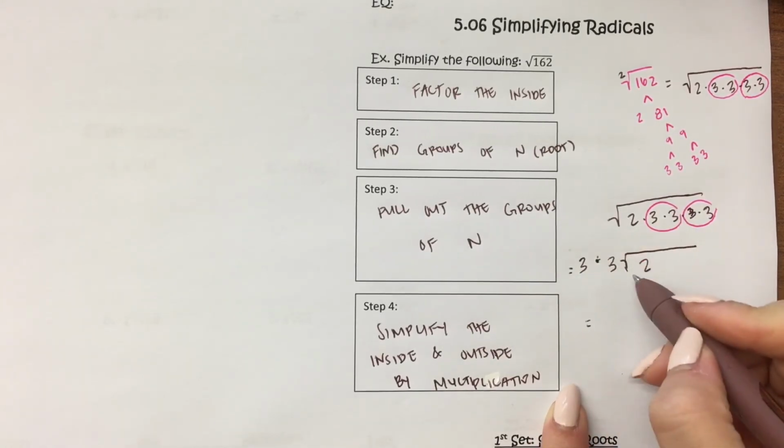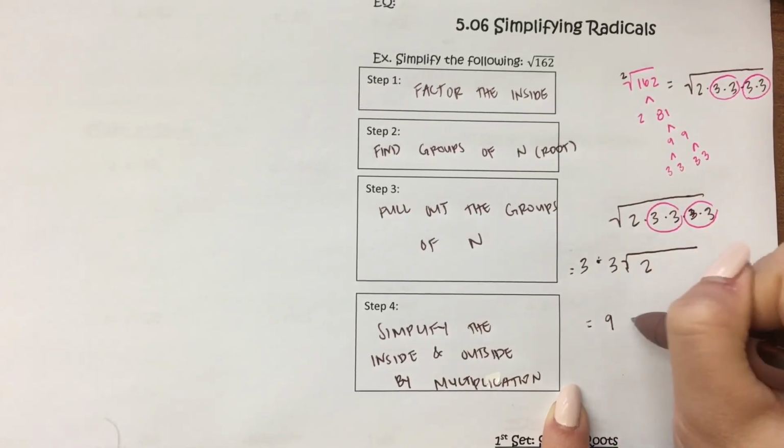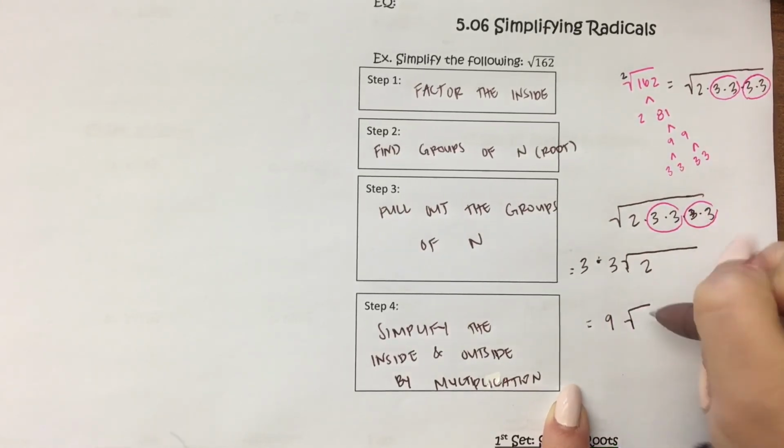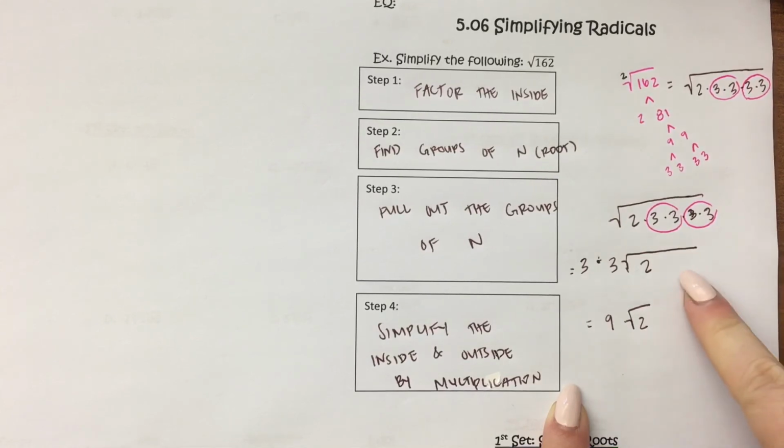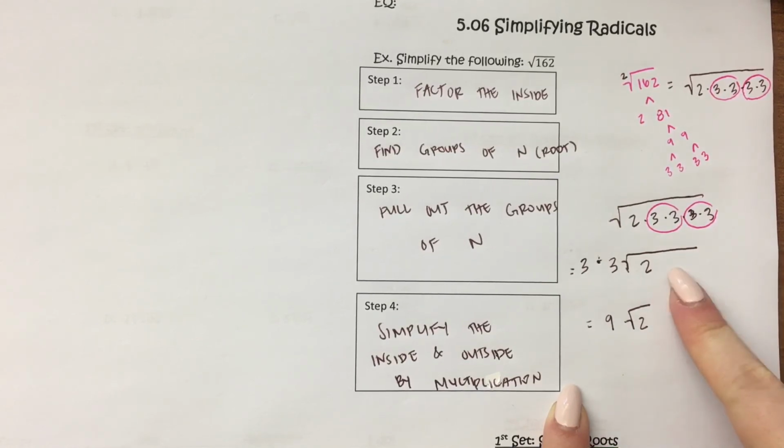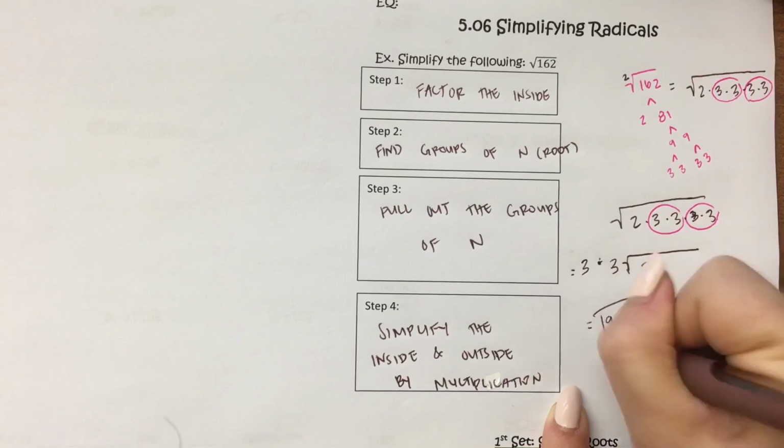So I know that 3 times 3, that gives me 9. And on the inside, since I have no other number, I'm just going to write the 2. If there were other numbers in here, we would do multiplication. But since there's none, this is our final answer. 9 square root of 2.